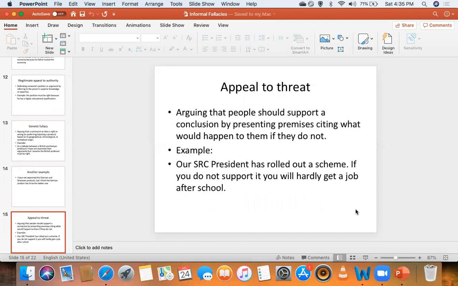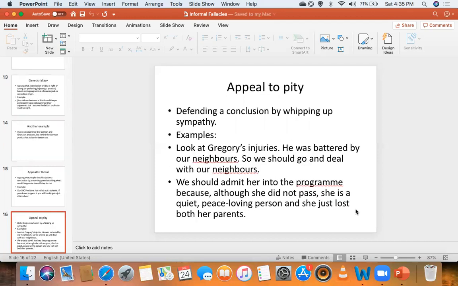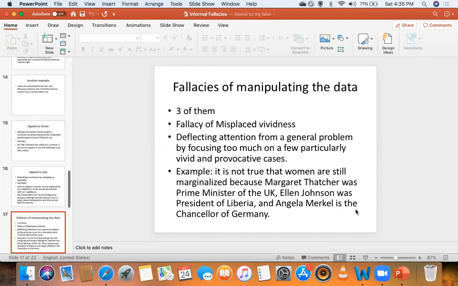And then we saw appeal to threat, where you say that people need to support your argument, otherwise they will face some consequences or something will happen to them. We saw appeal to pity, which is to defend a conclusion by whipping up sympathy. Then we saw fallacies of manipulating the data. We saw three of them.